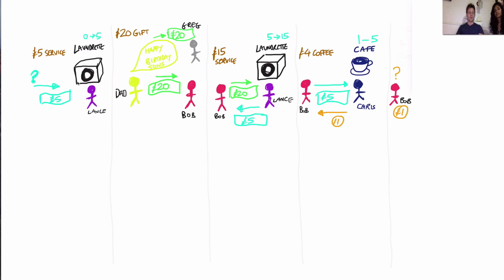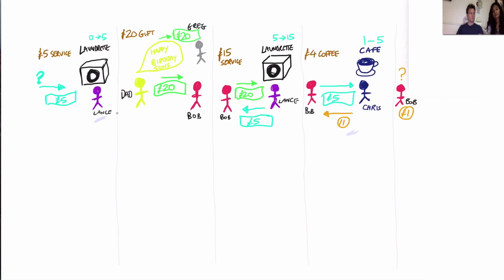So I'm just going to start by telling a little story again. This is the real world, and it's a very simple scenario where we've got a bunch of people involved in our story. We've got Lance the laundrette, running a little laundry business. We've got Bob in our story, and Greg, his twin brother, and we've got Chris, the coffee shop guy. And we're just going to talk about a couple of very simple scenarios of cash changing hands between these different people.